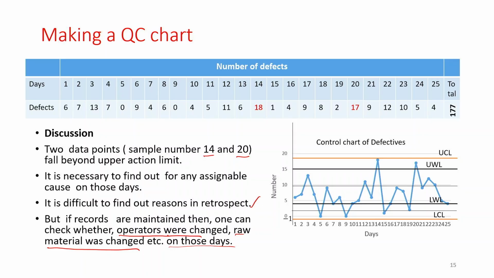So something must have happened on those days, and one can check from the records what actually happened. As I said, maybe the operators were different. One operator did not come because he may have been absent that day, so he was replaced by another operator. And there may be a deficiency, because the skill level may be different between the two operators, which can lead to more defective items being produced on a particular day. So that sort of analysis one has to do, and one has to find out what exactly the reason is.